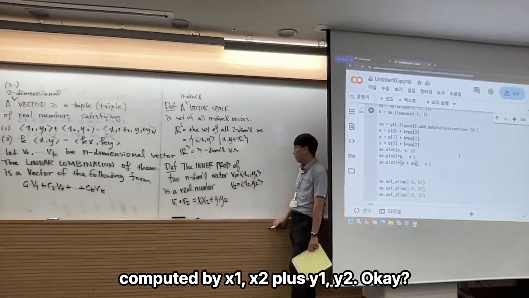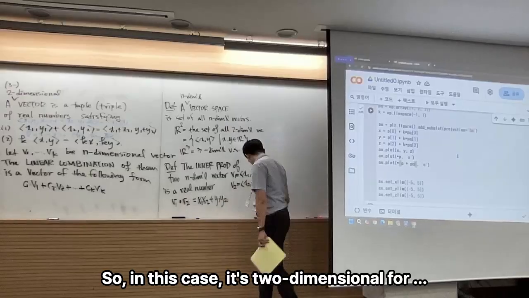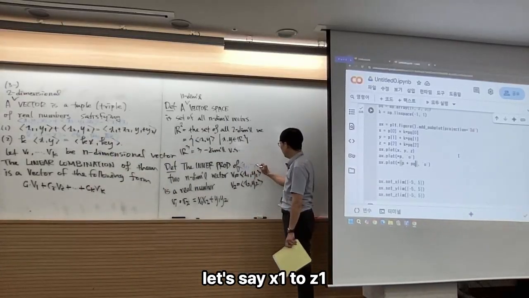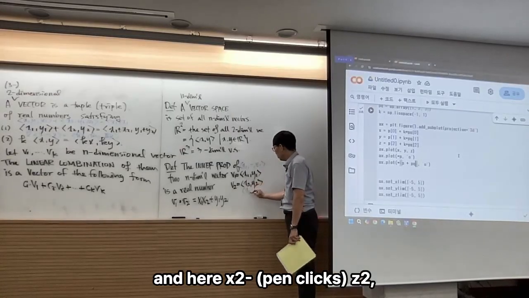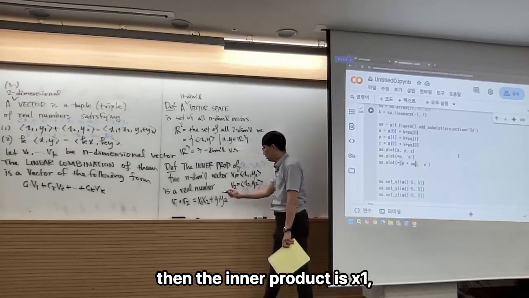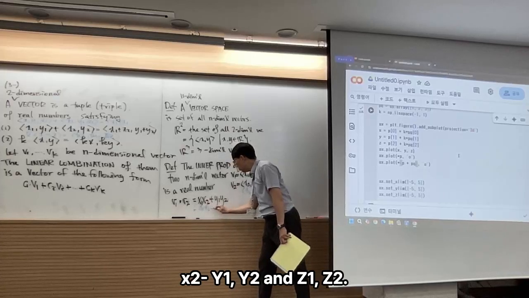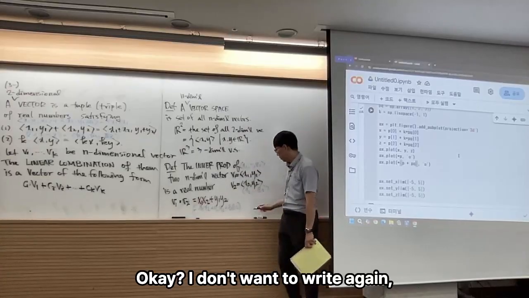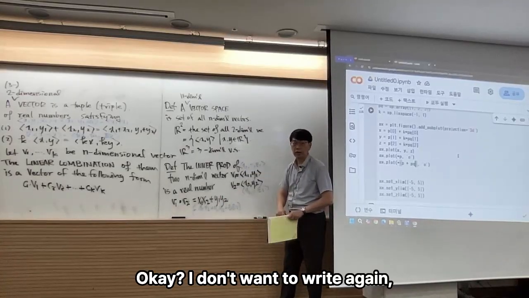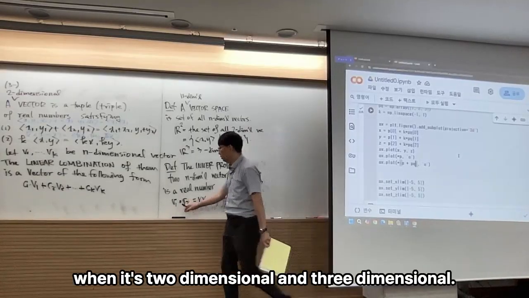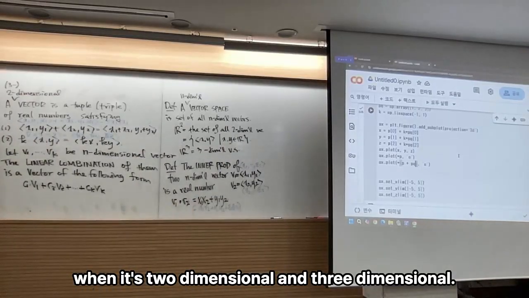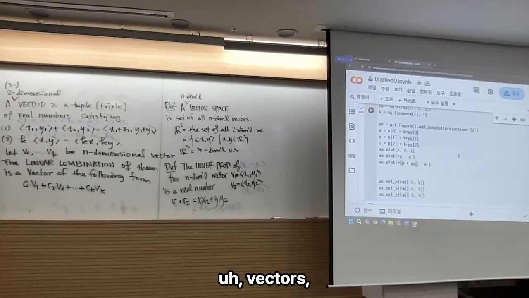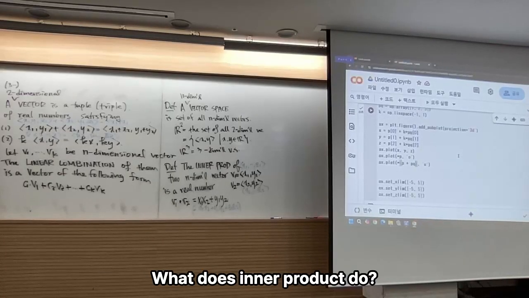In this case it's two-dimensional, and if it's three-dimensional, let's say x1, y1, z1 and x2, y2, z2, then the inner product is x1 x2 plus y1 y2 plus z1 z2. I don't want to write it again, so just understand what it means in the two-dimensional and three-dimensional cases. When you try to understand vectors, you have to understand the inner product. What does the inner product do?